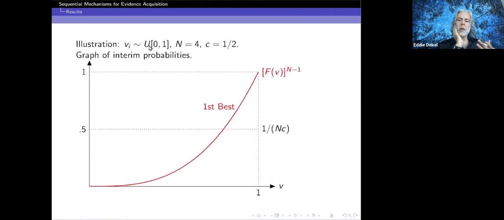Imagine that there was no evidence issue. You knew the agent's values. Then what would you do? You'd give it to the agent that has the highest value. That's very simple. So what's the probability? What's the interim probability on the vertical axis here? I have interim probabilities. So what's the probability of a random particular agent? Let's look at agent number 1 of getting the good when in the best possible scenario, when this value is the highest possible value. Okay. Then it's going to be 1 because everybody's going to be below him.